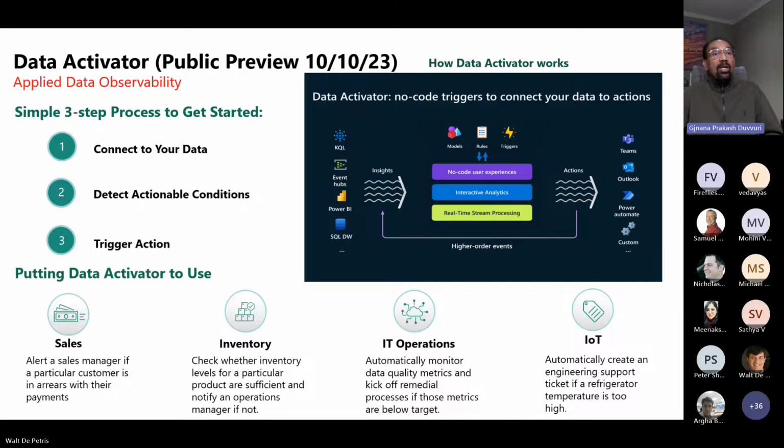Especially in retail shops, it works very well, which we implemented in IoT. It also takes care of things automatically. So this is applied data observability with the Data Activator. Next slide, please.